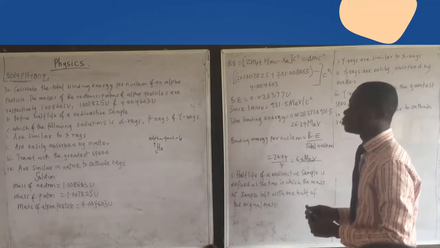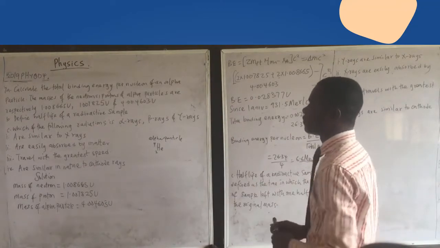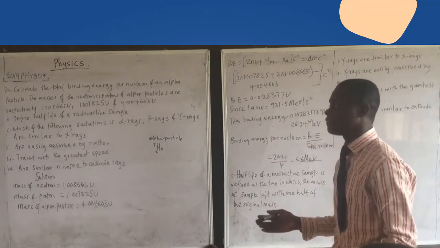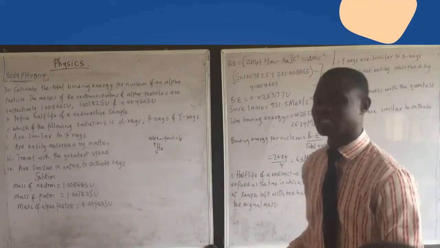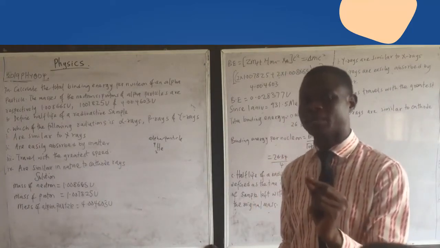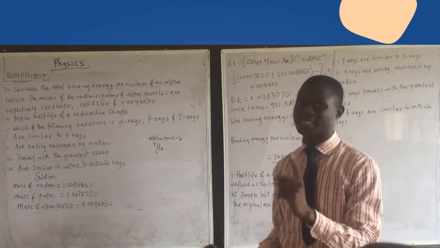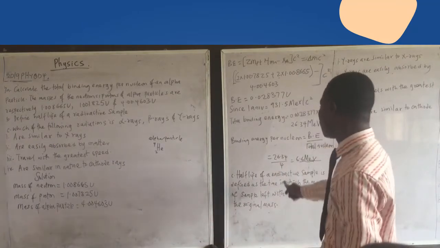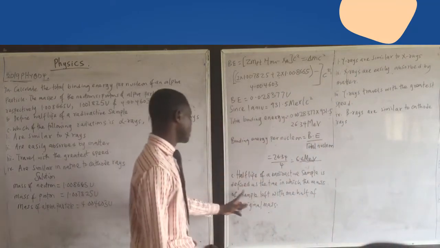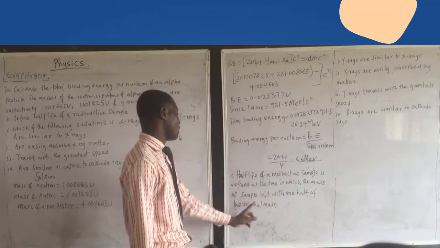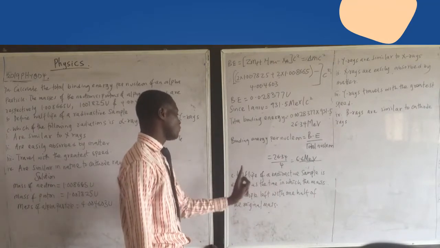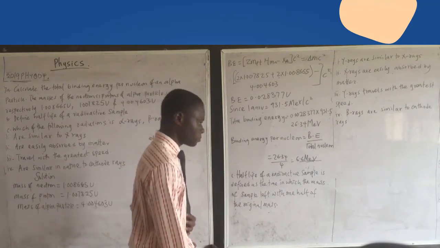So the next thing they say we should do now is define half-life. Half-life of a radioactive sample is the time taken for half of the element initially present to decay. Or half-life of a radioactive sample is defined as the time in which the mass of sample left is one half of the original mass.